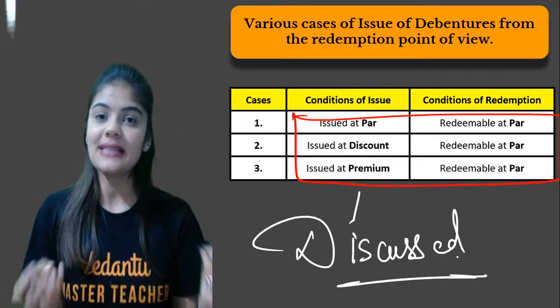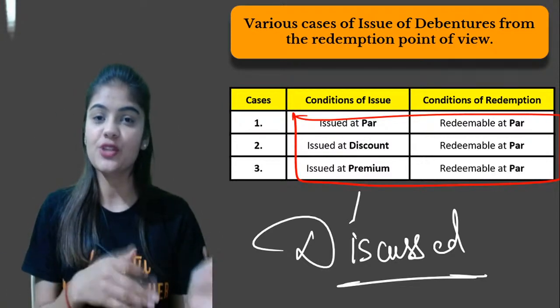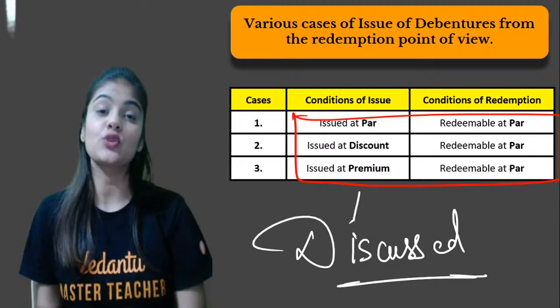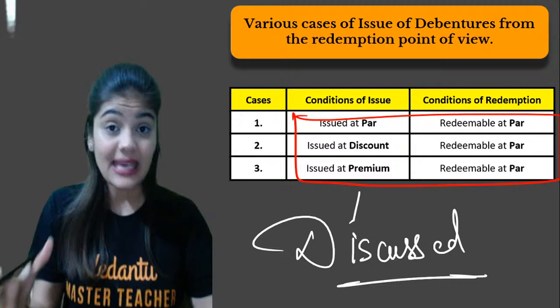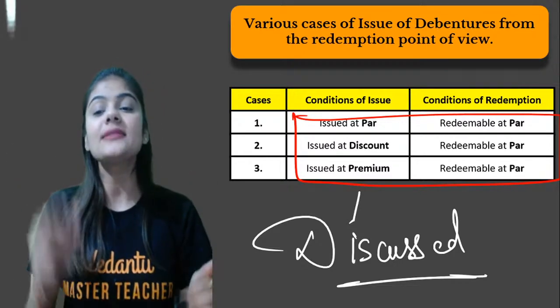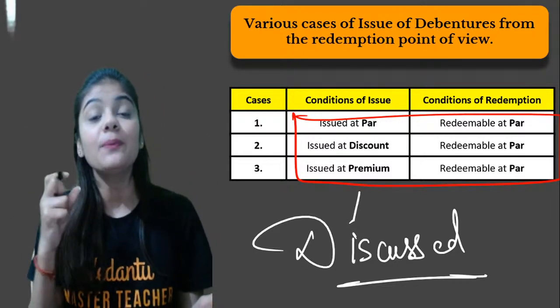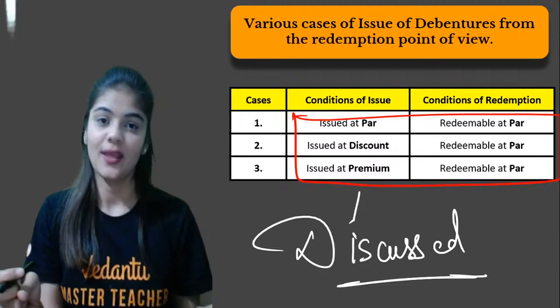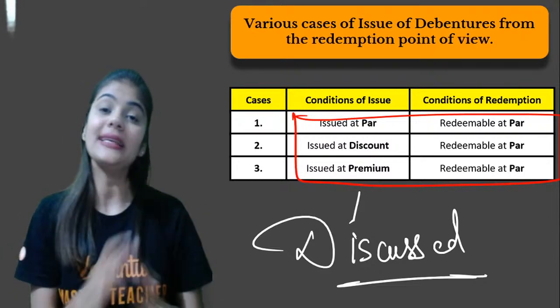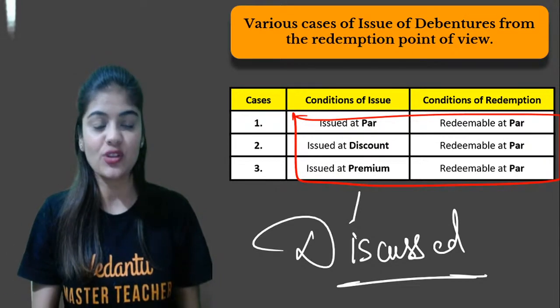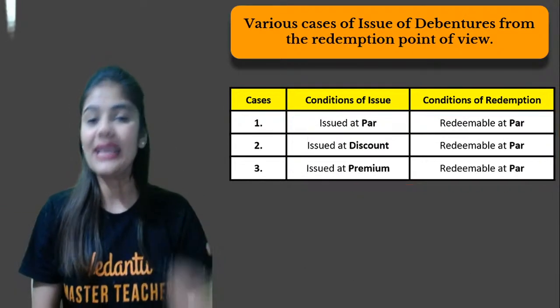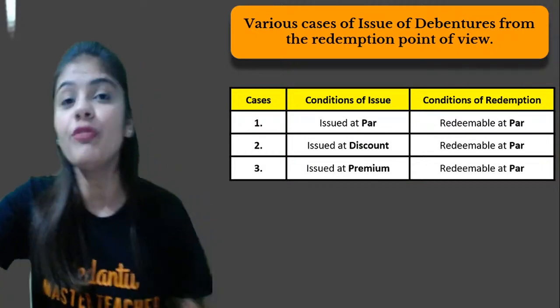In the first class, I told you the journal entries for issued at par, issued at premium, issued at discount. The journal entries will be exactly the same in this case also because they are redeemable at par. So we have already done these 3 cases. Now what's new in this session? The remaining 3 cases are absolutely new for everyone.